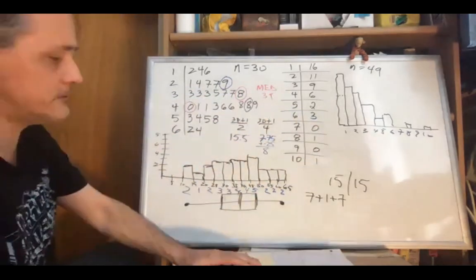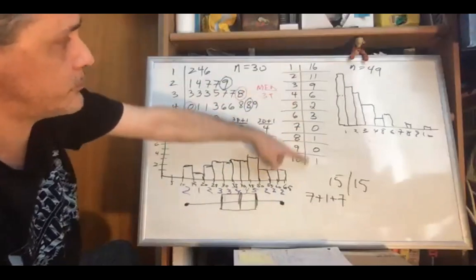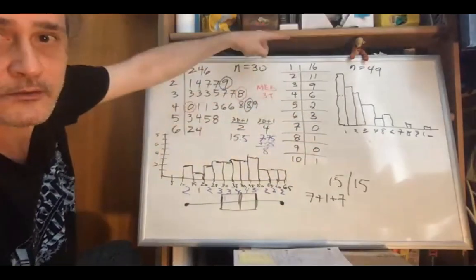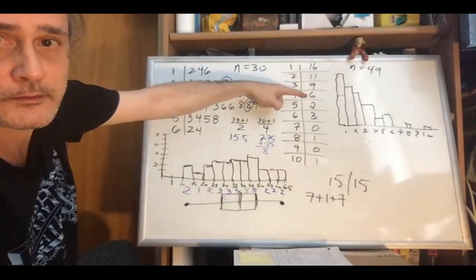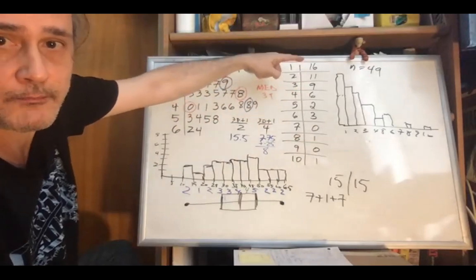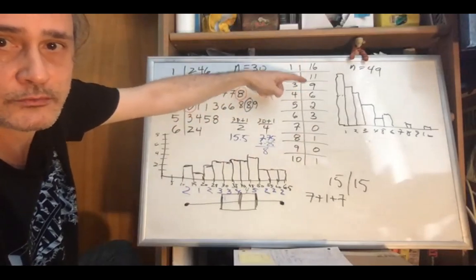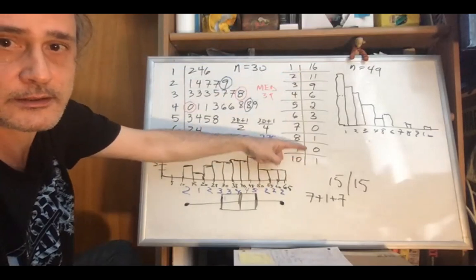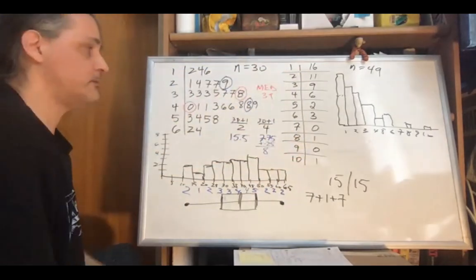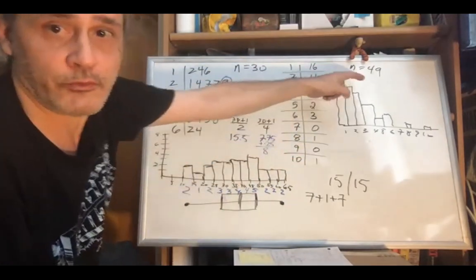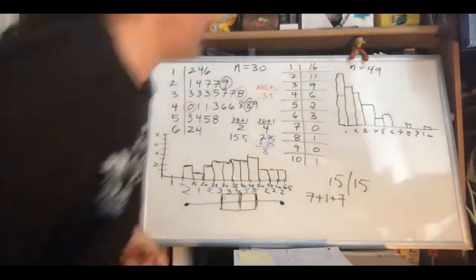All right, well now the same thing here. Now this time we're going to have to determine the position, whether we're counting from the bottom or the top. So from the lower end, 1, 2, 3, and then from the bottom end, 10, 9, 8. Same thing, we're going to do the same thing with 49.